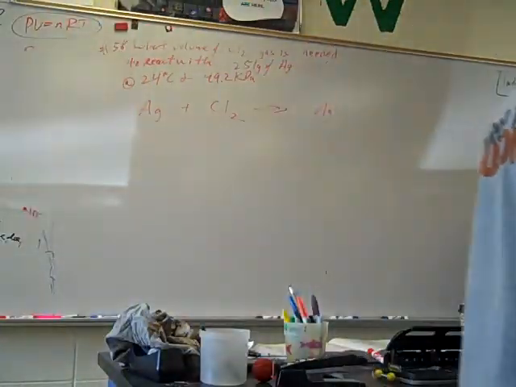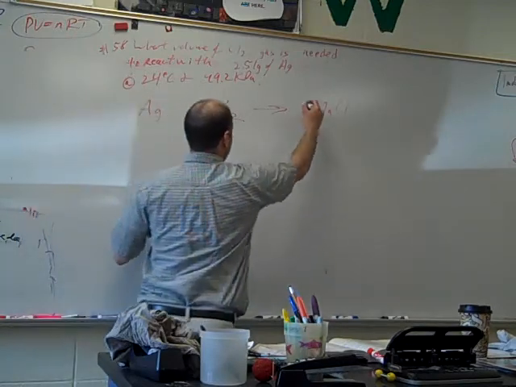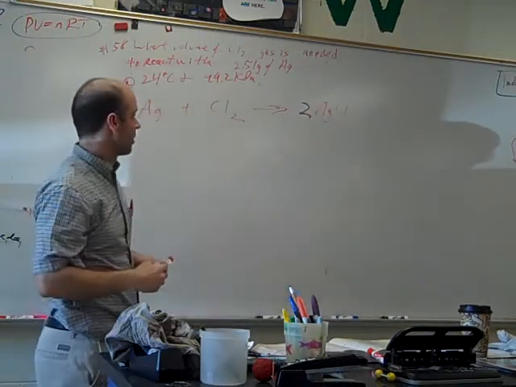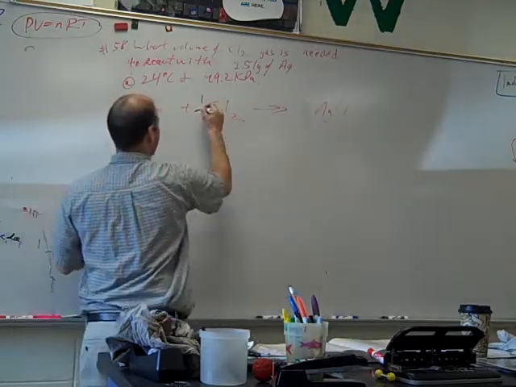Is that okay? 99.2 kPa? 99.2 kPa. So, to balance this out, we're going to need a 2 here and a 2 there. Or, if we want to be slick... let's not be slick. We can put a half there. Let's do it.